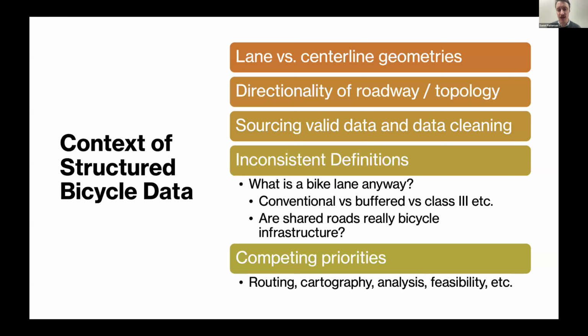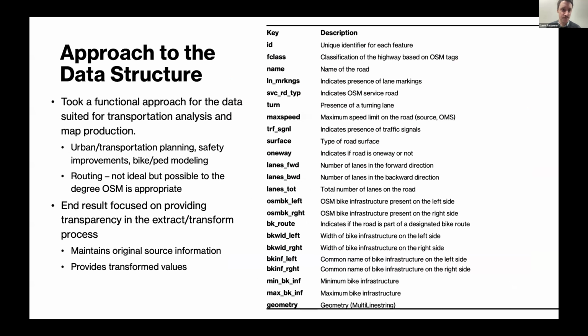You also get competing priorities: routing, cartography, analysis, feasibility. All of these have different conditions they need to work within when it comes to the data needed as inputs for the analysis. They can be more complex or more simple. But the approach I took for this Python library was a functional approach: what data structure can we do a lot with?